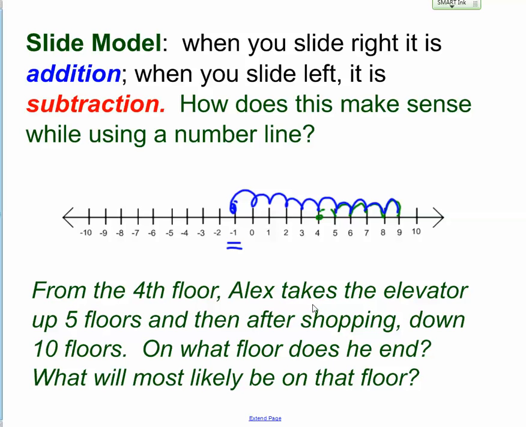So we just acted out this problem with the slide. So Alex starts here on the 4th floor, and he takes the elevator up 5 floors. So that's 1, 2, 3, 4, 5. We slide 5 to the right, and we're on the 9th floor.